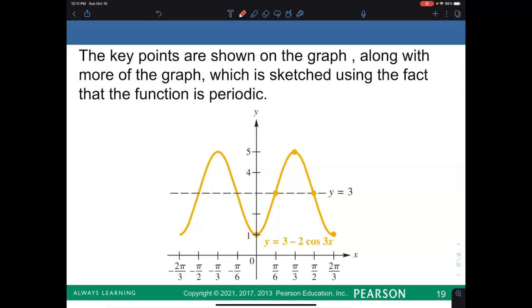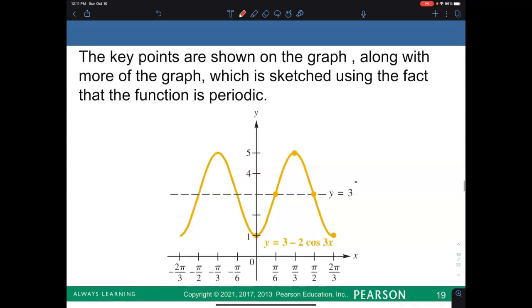Instead of one cycle going from 0 to 2 pi, it now only goes from 0 to 2 pi divided by 3. And we can see that it's been shifted up. The whole thing, instead of going up and down above and below the x-axis, now goes up and down above and below the line y equals 3, because that's 3 units up from the x-axis. That's the vertical shift we're seeing here. The only thing they didn't do with this example was add or subtract from the argument to make a horizontal shift, which they talk about in the coming slides.